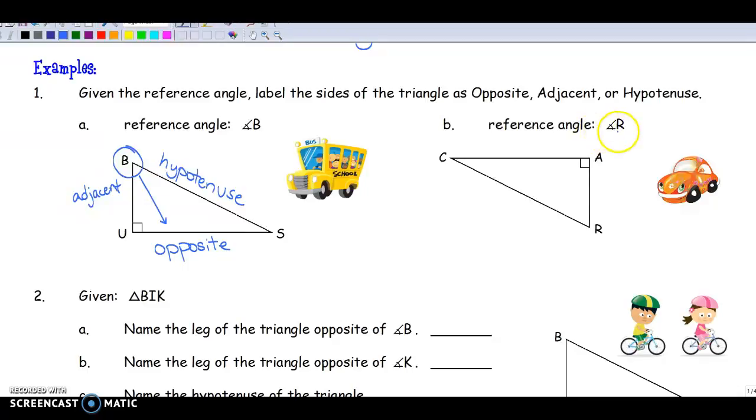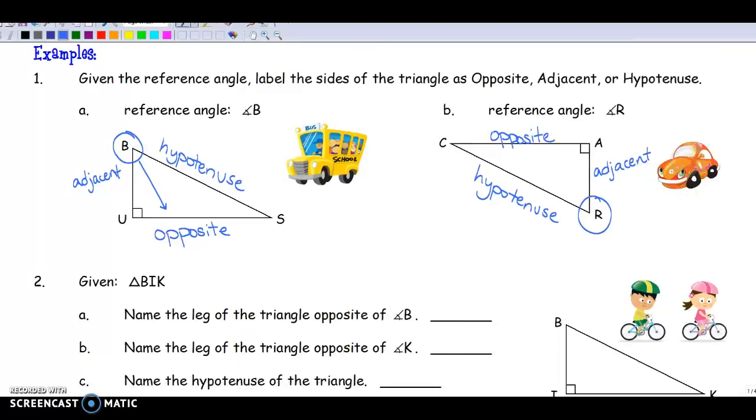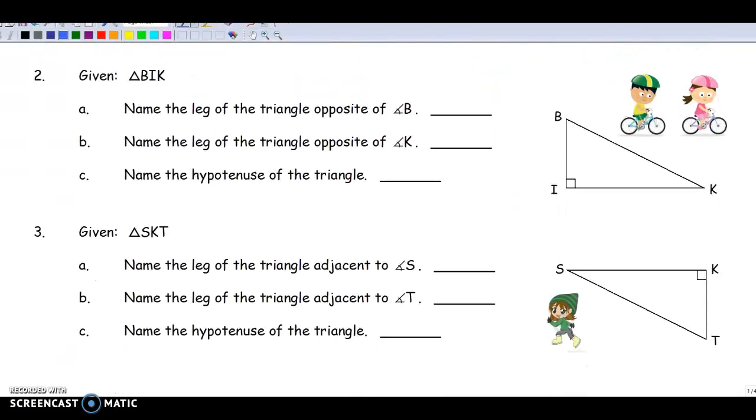Okay, for this guy, we got angle R. So here's angle R, and now we're going to label our sides. The hypotenuse is always across from the right angle, so we can call this guy hypotenuse. Then we've got the two other sides, opposite and adjacent. Opposite is the side that does not touch angle R, so opposite would be this side, CA. And then adjacent is going to be the side right next to angle R that isn't the hypotenuse, so it's adjacent. And this will be really important, knowing what opposite, adjacent, and hypotenuse is when we get into sine and cosine and tangent, which we will get to in a moment.